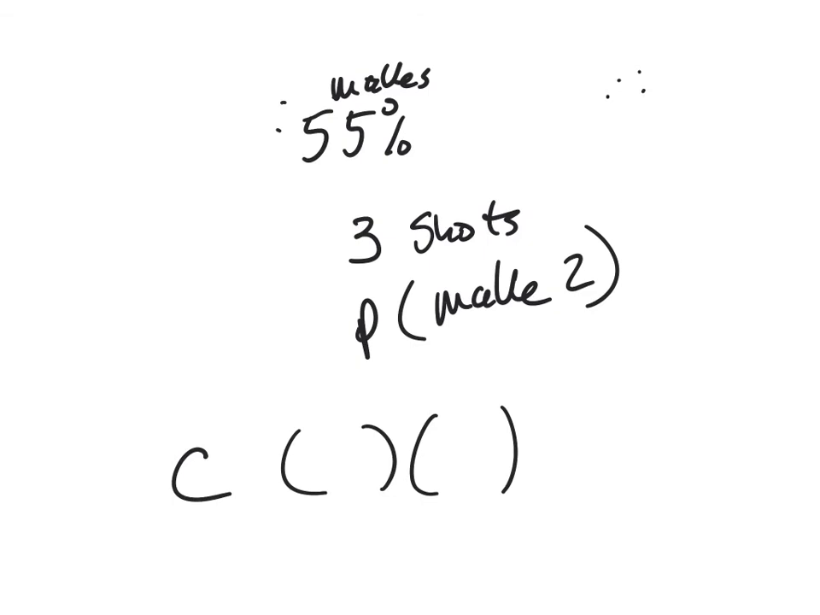Okay, here's how you set them up. You always have a C in front, C something. And then you always have 2 parentheses, and those are your probabilities. They'll always have to add to 100%.